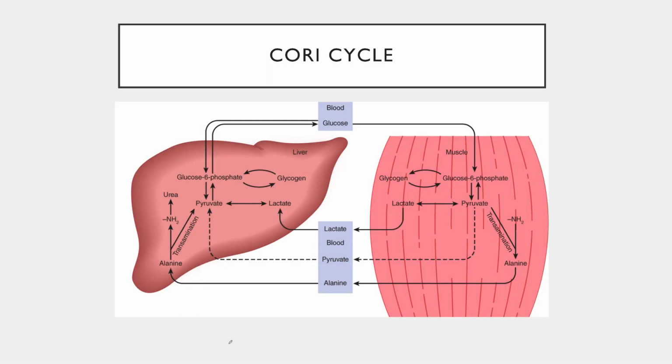So the Cori cycle is a process by which lactate produced in peripheral tissues can be transported to the liver and used in alternative pathways.